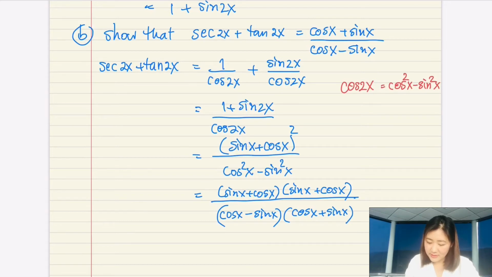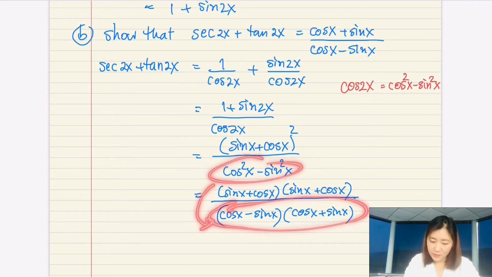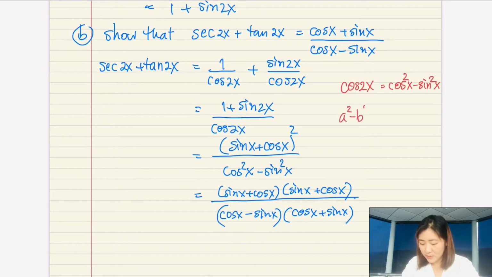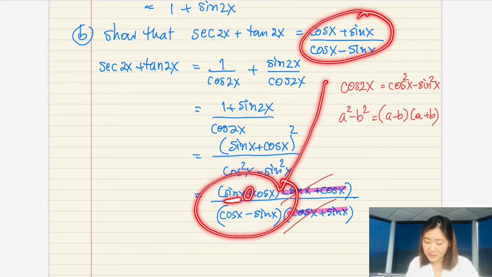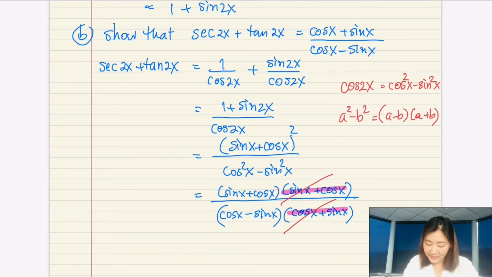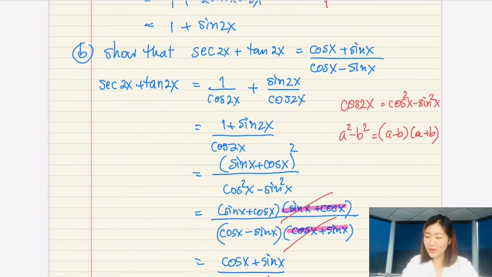Okay, this one, may I write it down, a squared minus b squared equals a minus b times a plus b. Okay, and then we can cross out. These two are identical, right? So cross it out, it's just gone. So you have this one, and look at this one, they are the same, right? Because this is plus, you can swap it. So I just write it again in the form that the question asks for. So cos x plus sine x over cos x minus sine x. Okay, we finished question B.